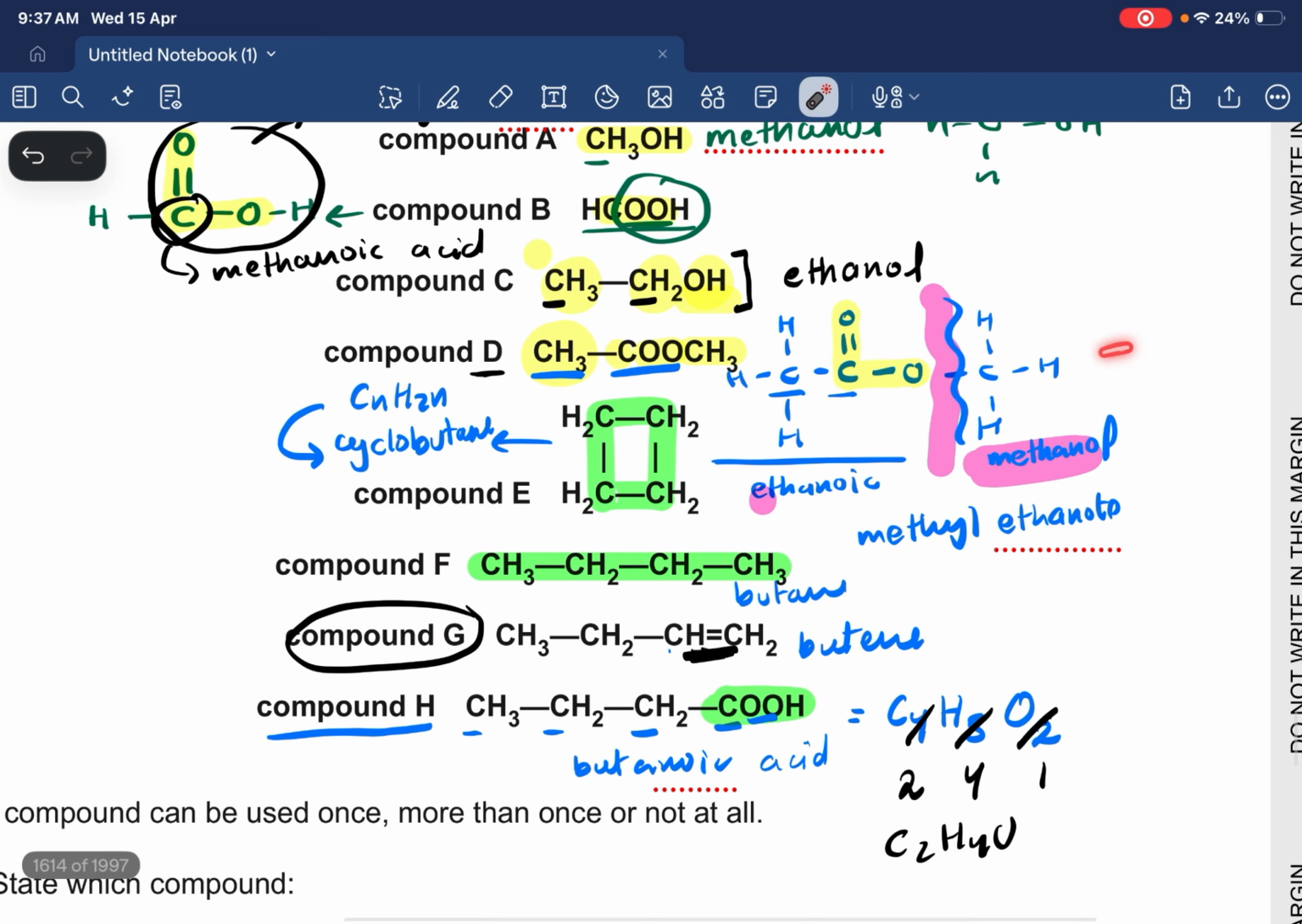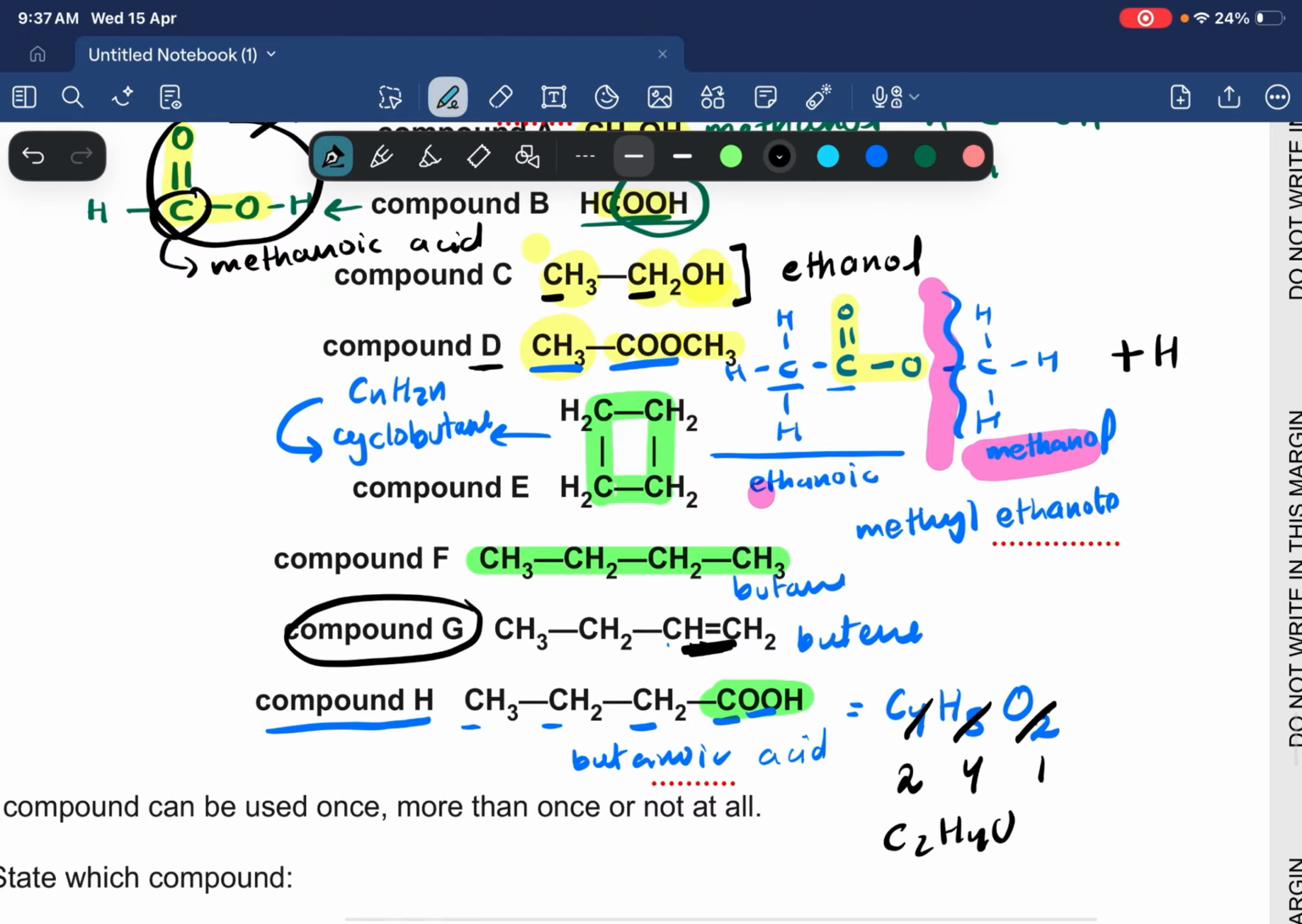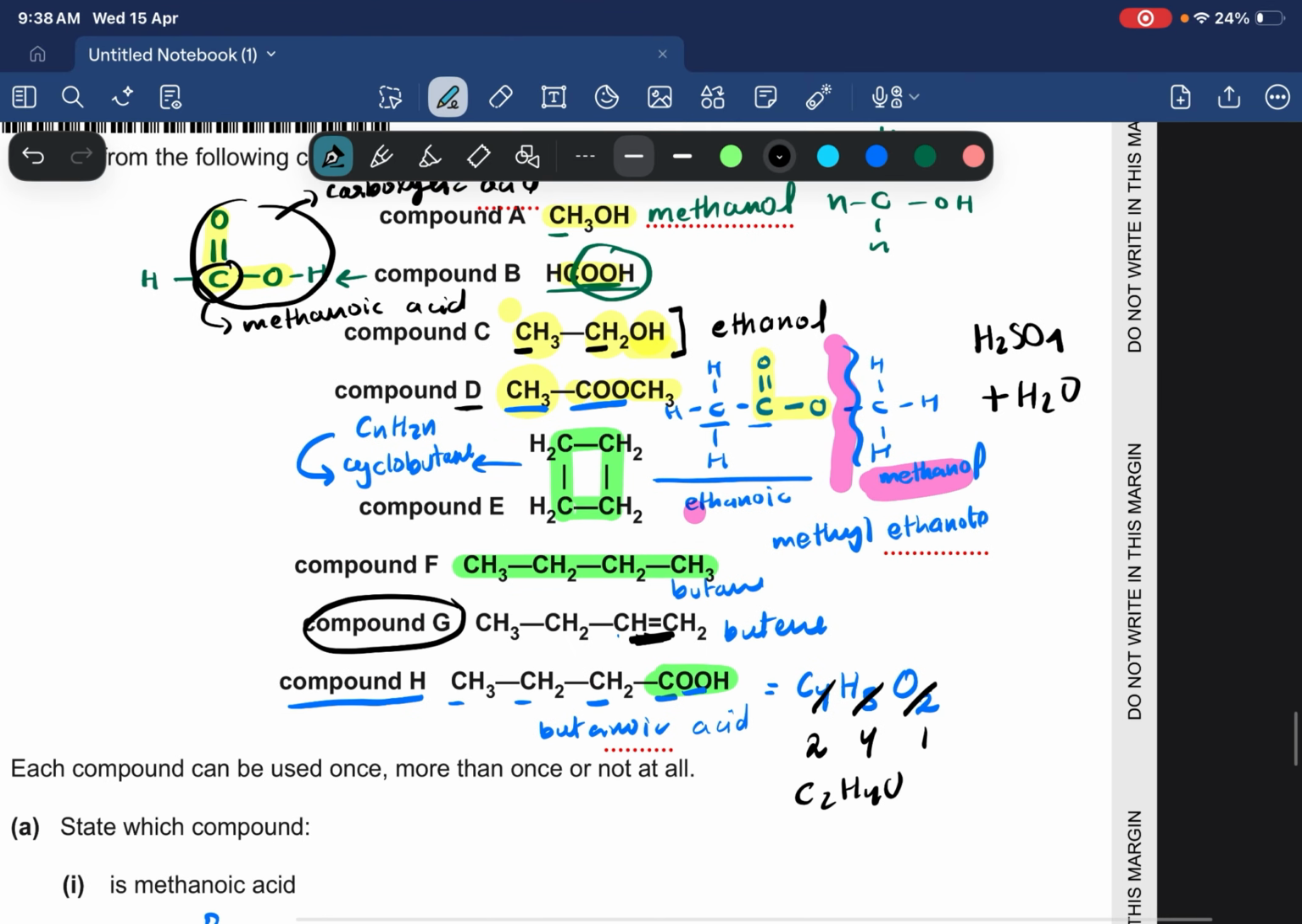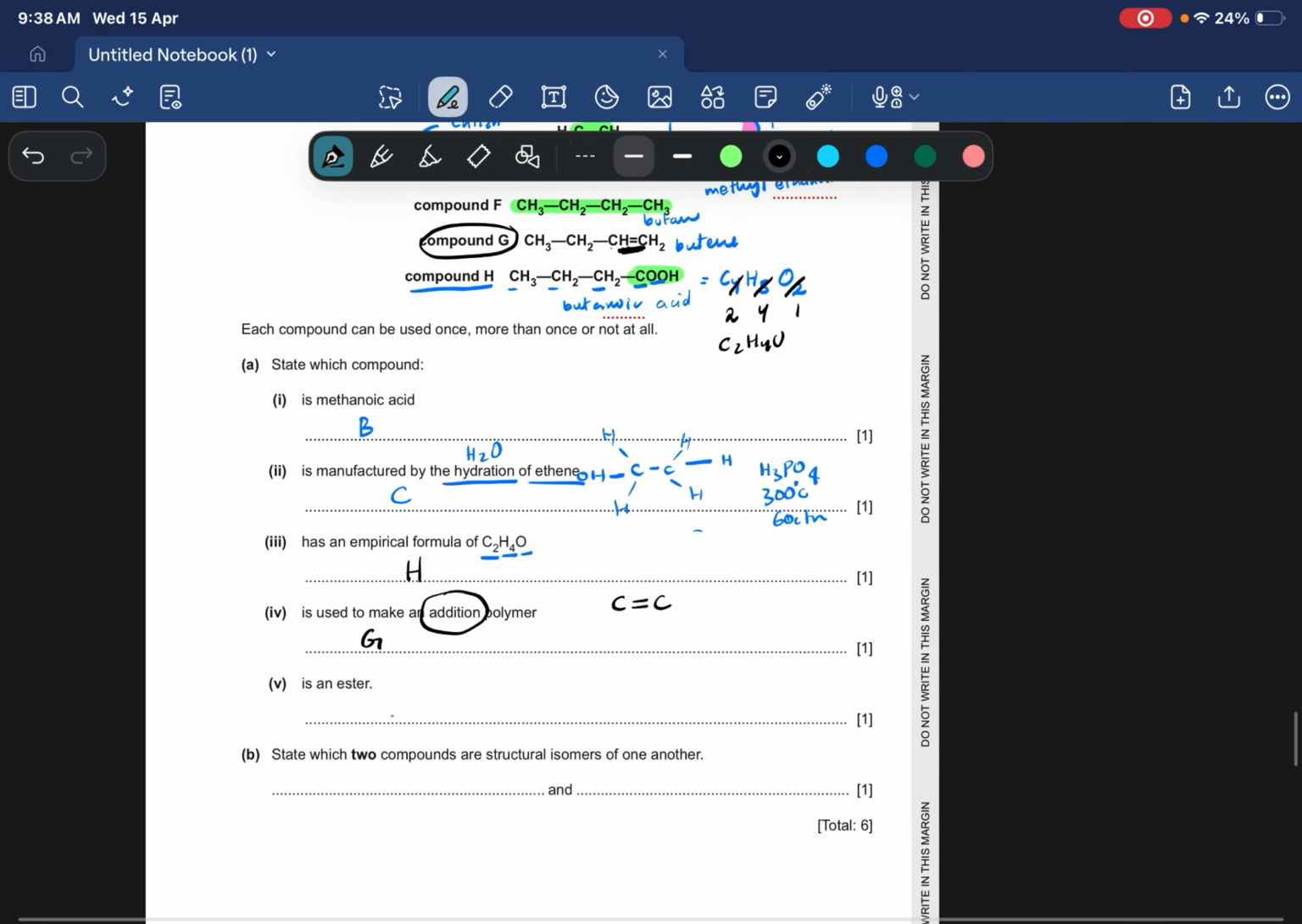Plus, a water molecule would have been released over here. And this is an example of a condensation reaction. Esterification is an example of condensation reaction. What kind of catalyst do we use in esterification? We use sulfuric acid, H2SO4, catalyst. Okay? So D over here.